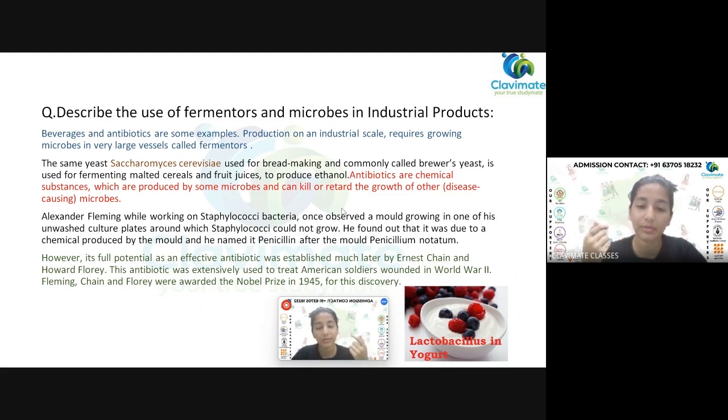First of all, Staphylococci bacteria were worked on first by Alexander Fleming. He was doing a culture based experiment, and he didn't wash the plates. A fungus grew there, and the Staphylococci bacteria were affected, and the chemical produced was from Penicillium notatum. Ernest Chain was the one who discovered the full potential of this effective antibiotic.